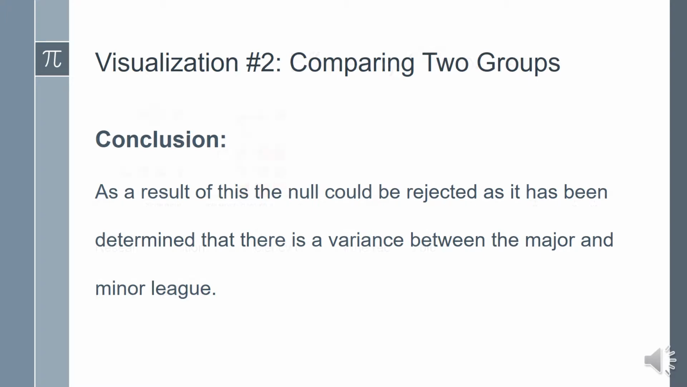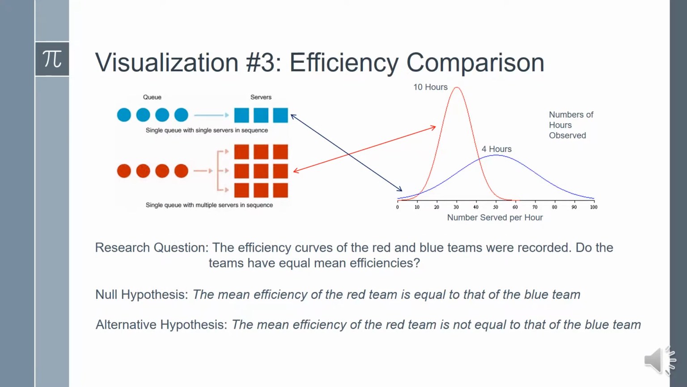Moving on to the third, which is an efficiency comparison. The research question is, the efficiency curves on the red and blue teams were recorded. Do the teams have equal mean efficiencies? The null hypothesis would be the mean efficiency of the red team is equal to that of the blue team, while the alternative hypothesis is the mean efficiency of the red team is not equal to that of the blue team.